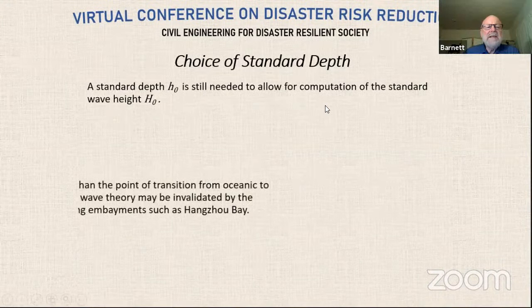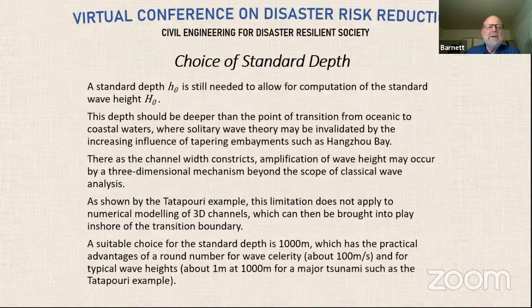So the choice of the standard depth: we have to compute the standard wave height, H0, and that depth should be deeper than the point of transition from oceanic to coastal waters. A suitable choice is 1,000 meters. Read that. Next, please.